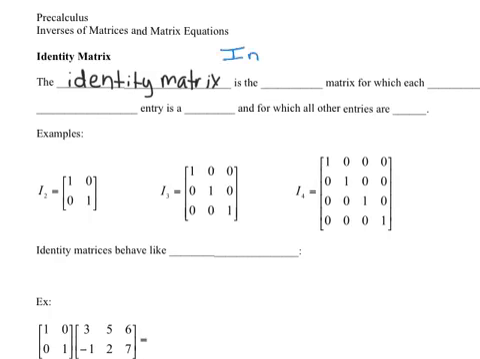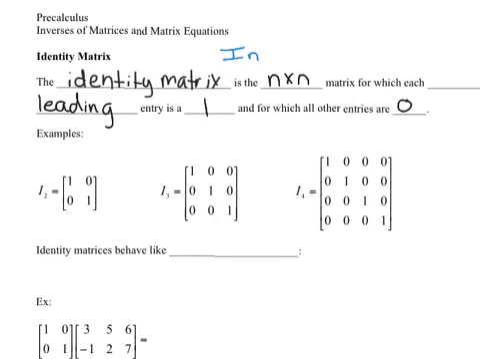The single number n names the size of the matrix, because the identity matrix is the n by n, so it's called a square matrix. It has the same number of rows as columns. It's the n by n matrix for which each leading entry is a 1. So remember what a leading entry is. Each leading entry is a 1 and every other entry is 0.